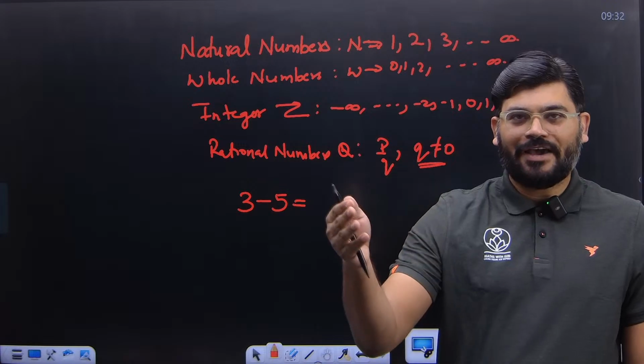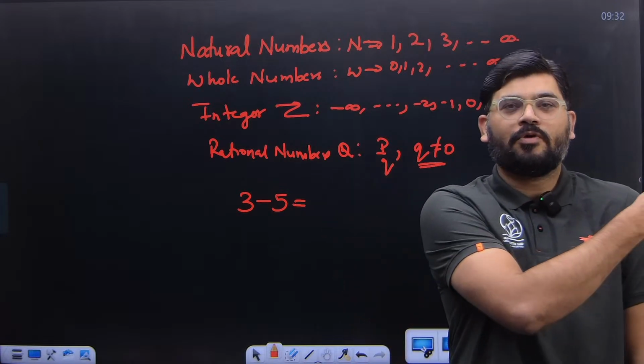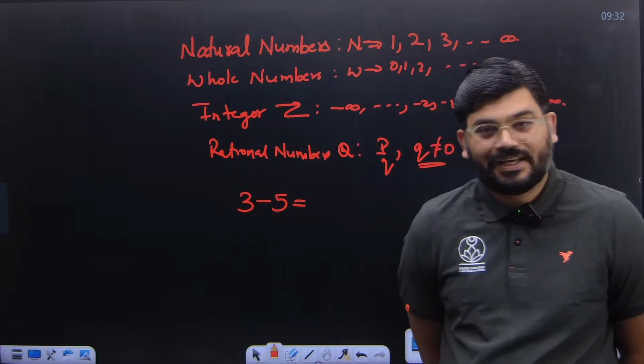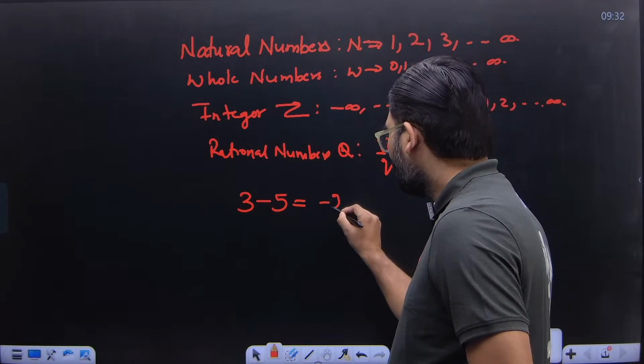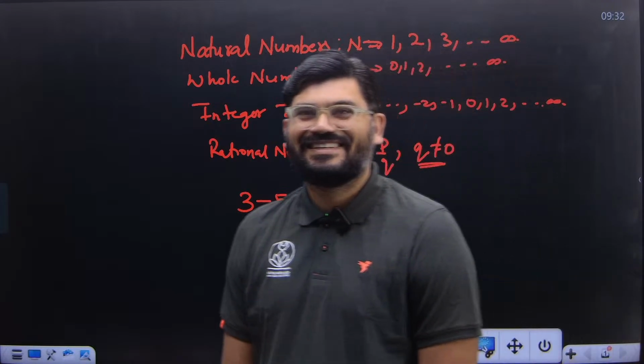You want to give 5, you have 3. How can you give 5? How much will you borrow from the neighbor? $2? Yes. Since you have borrowed, it is going to be -2.